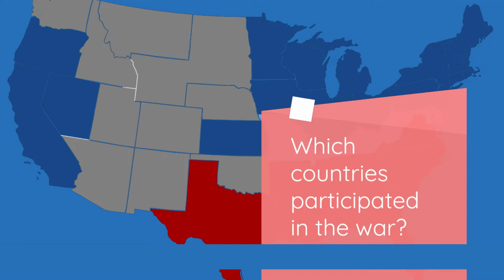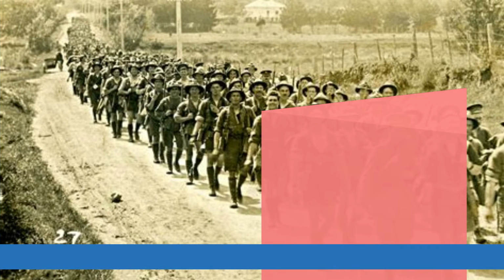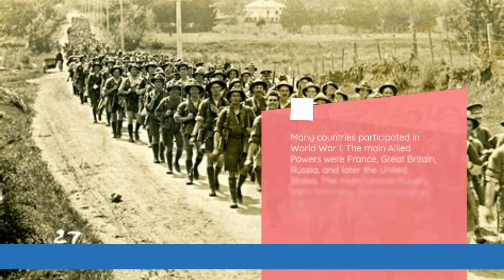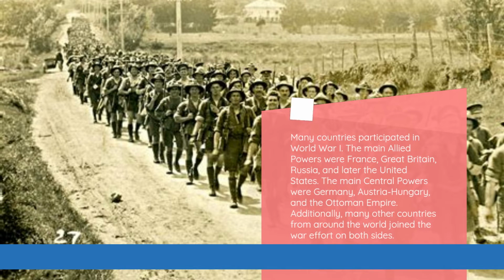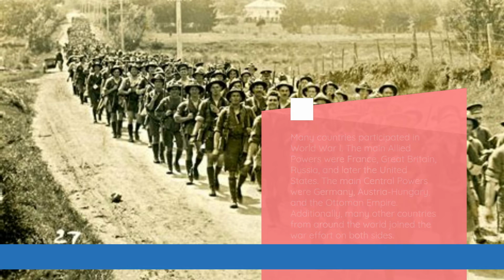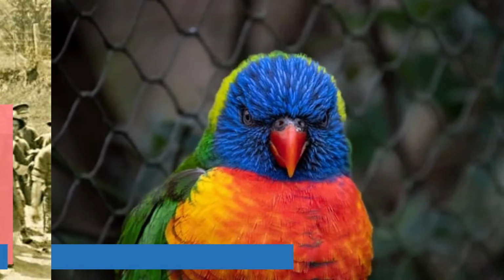Which countries participated in the war? Many countries participated in World War I. The main Allied powers were France, Great Britain, Russia, and later the United States. The main Central Powers were Germany, Austria-Hungary, and the Ottoman Empire. Additionally, many other countries from around the world joined the war effort on both sides.